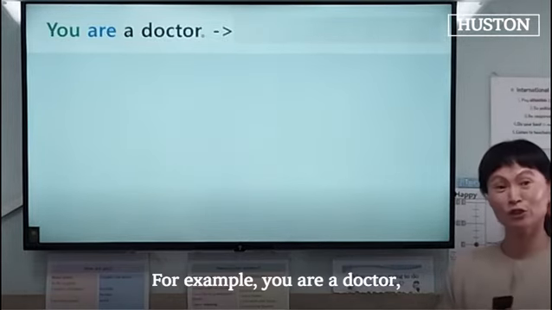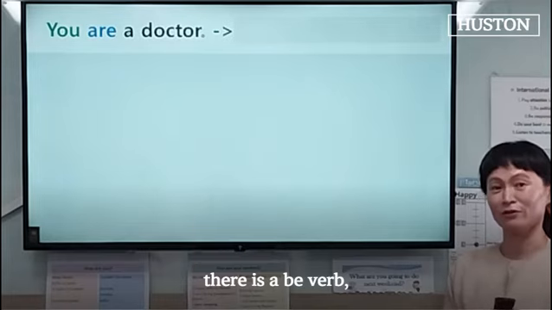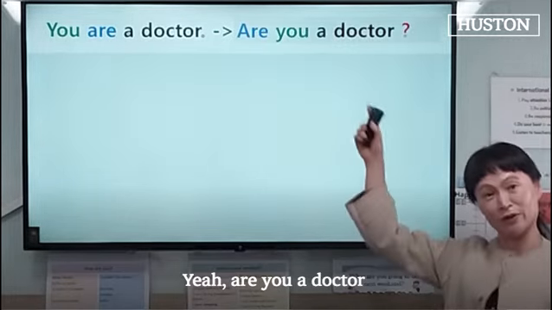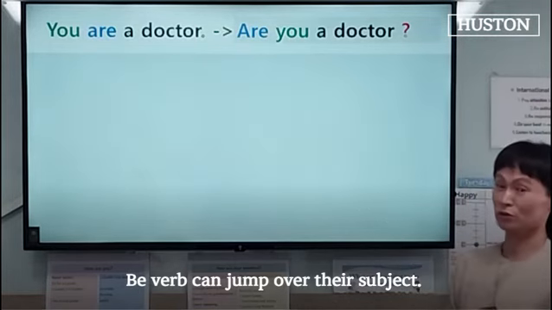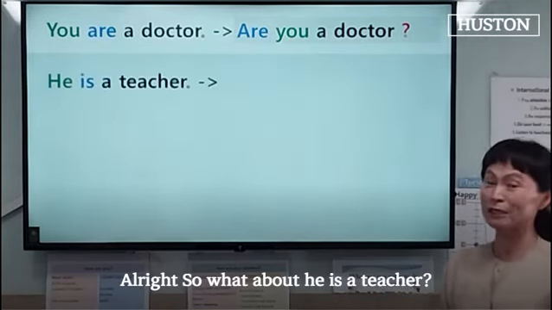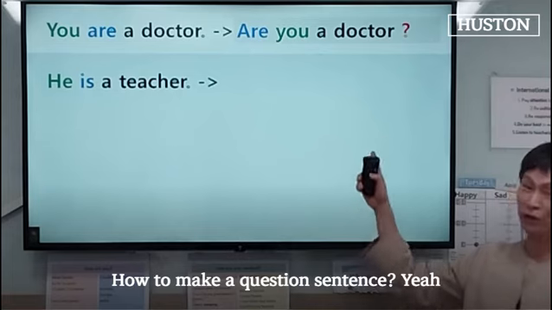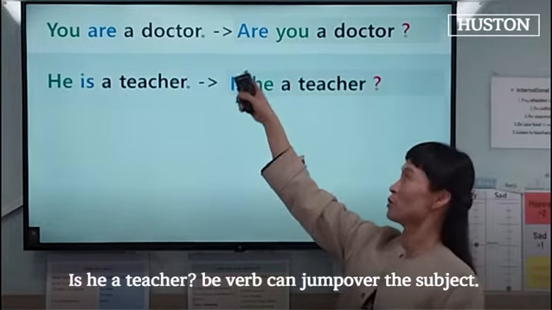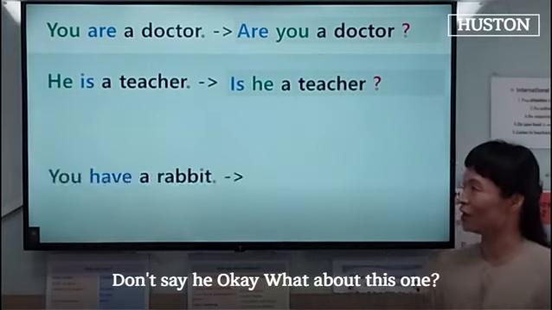For example, you are a doctor. There is a beaver. How to make a question sentence? Yeah, are you a doctor? Beaver can jump over the subject. You, right? So what about he's a teacher? How to make a question sentence? Yeah, is he a teacher? Beaver can jump over the subject. He. Okay, what about this one?